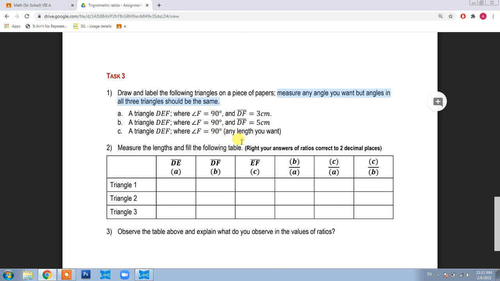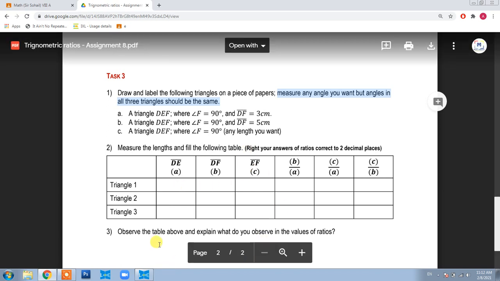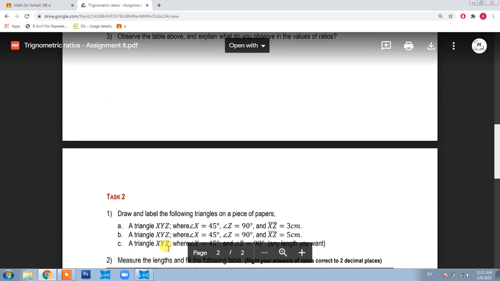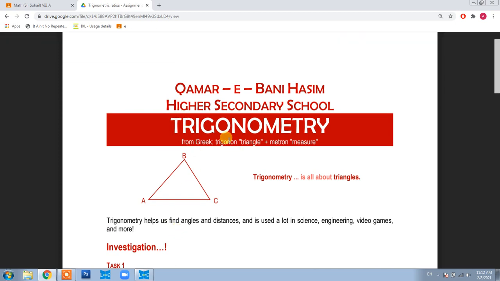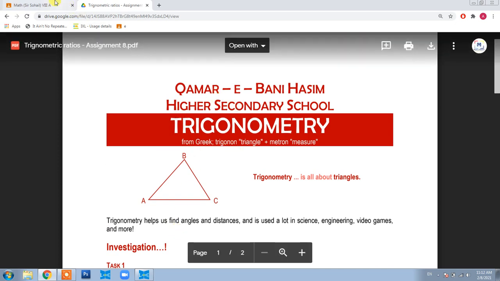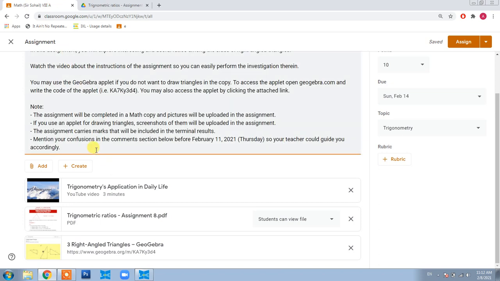You can easily draw and fill the table and write this instruction. So this is a very simple assignment you're going to do about trigonometry. One more very important thing to tell you about this assignment is that if you don't want to draw in your copy, as it is mentioned, you can also use a GeoGebra applet.